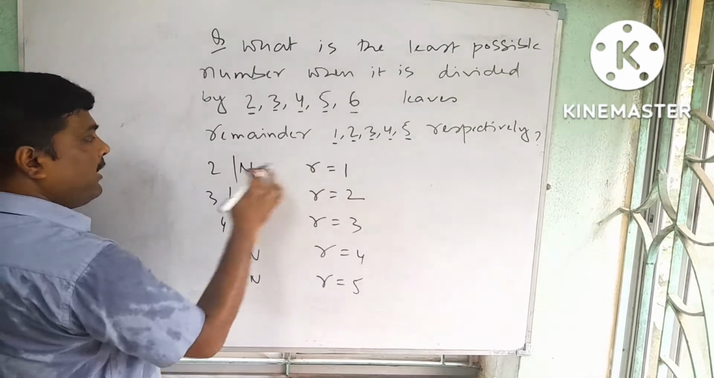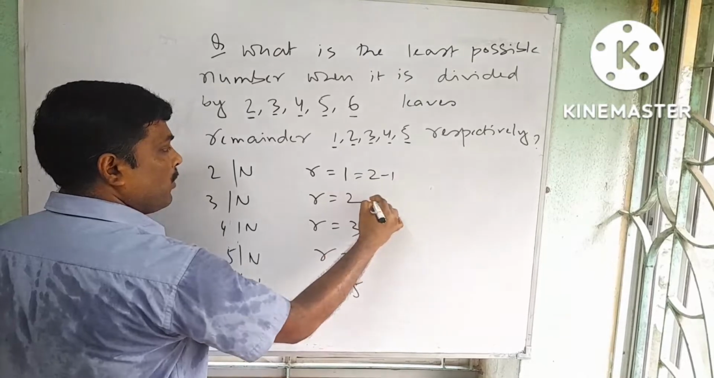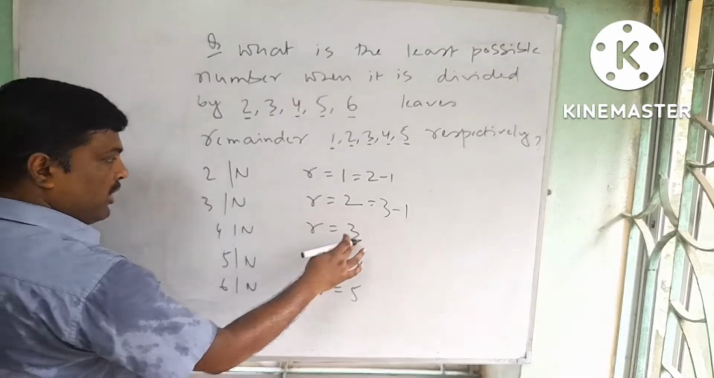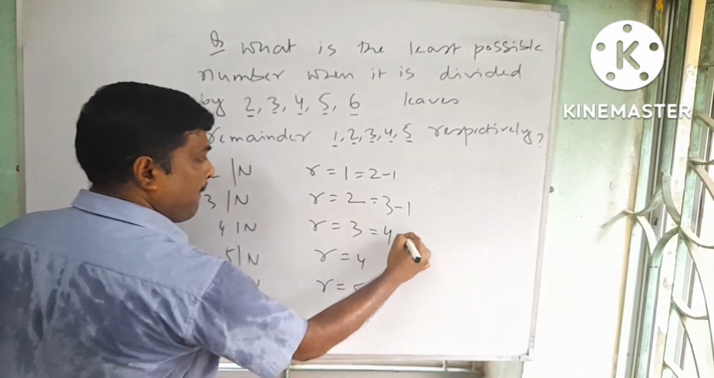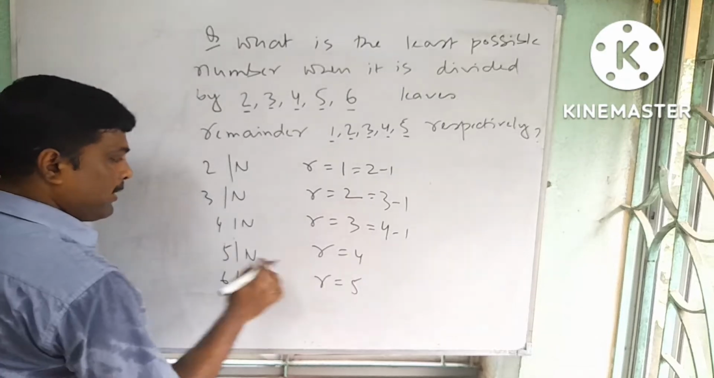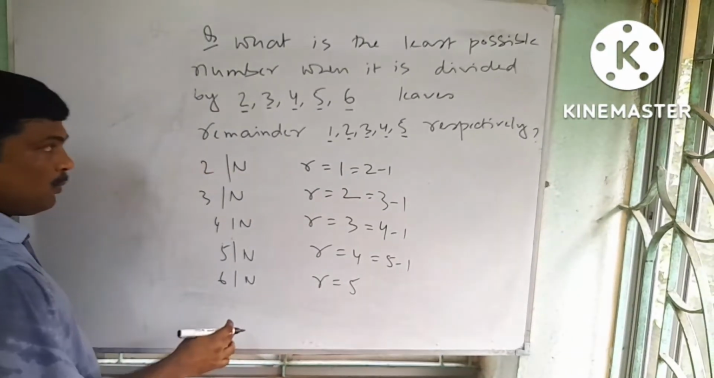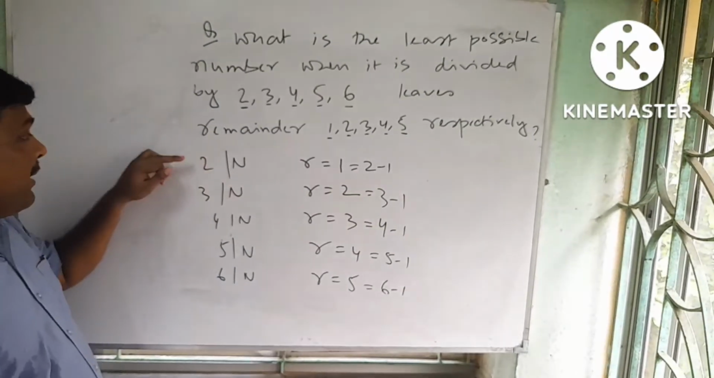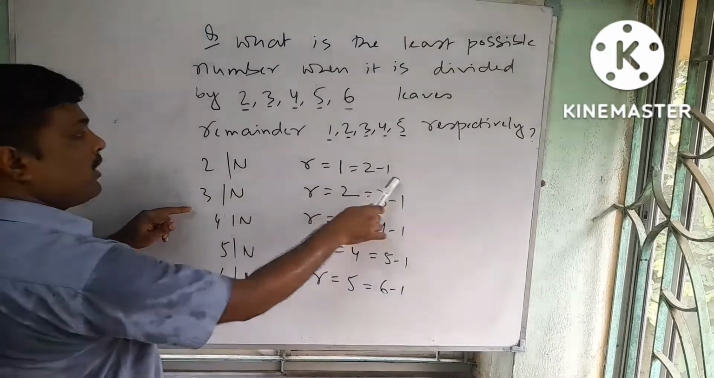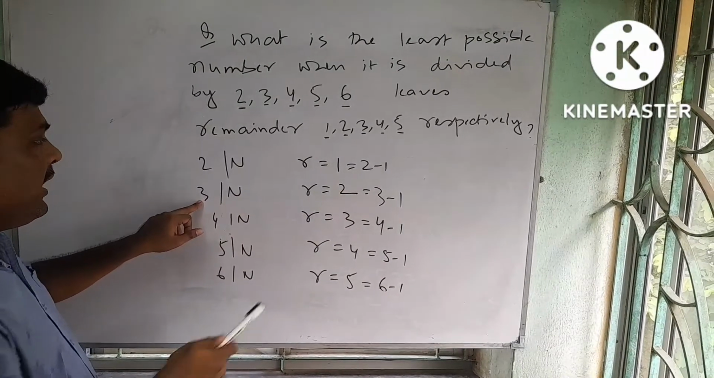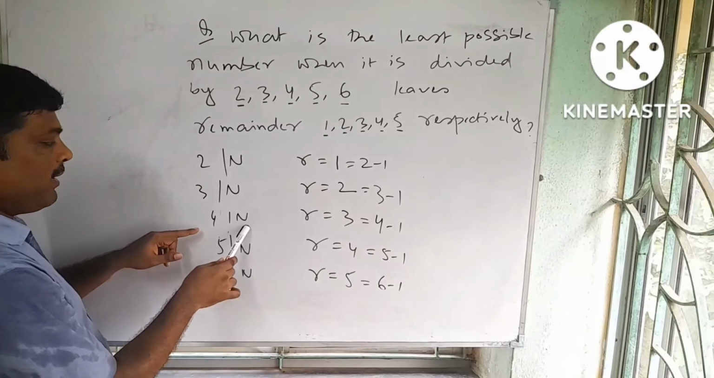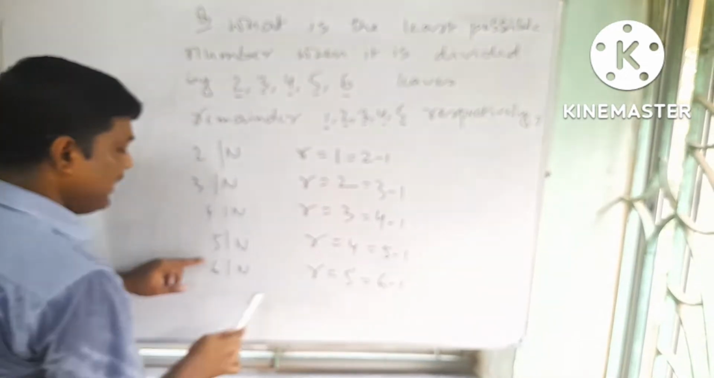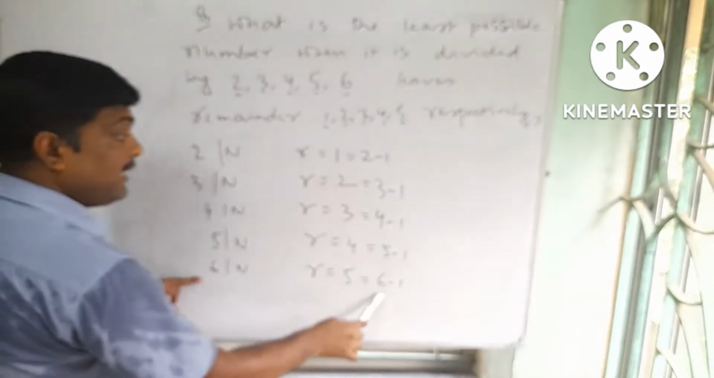Okay, now see, 1 can be written as 2 minus 1, 2 can be written as 3 minus 1, 3 can be written as 4 minus 1, 4 can be written as 5 minus 1, 5 can be written as 6 minus 1. We are dividing the number by 2, remainder is 2 minus 1, dividing the number by 3, remainder is 3 minus 1, dividing the number by 4, remainder is 4 minus 1, dividing the number by 5, remainder is 5 minus 1, dividing the number by 6, remainder is 6 minus 1.